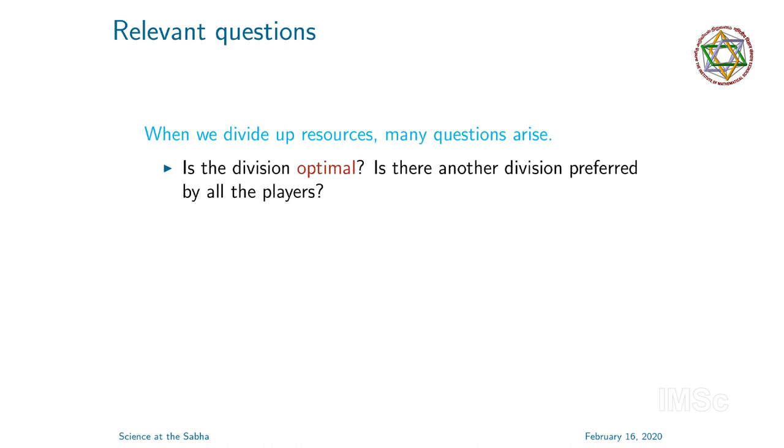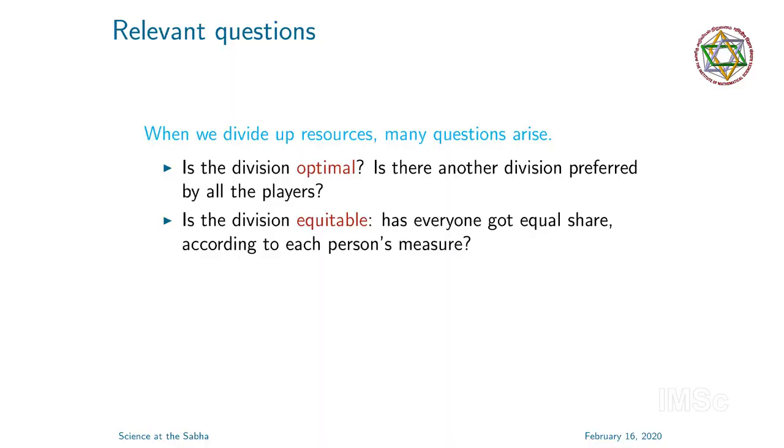Actually, there is more to say, but it's clear that when you start dividing resources, a lot of questions arise. Is the division optimal? Is there another division preferred by all the players? Imagine you come up with a way of dividing up the resource by which everybody is unhappy. Everyone prefers some other way and you have actually come up with a division. That's something you don't want.